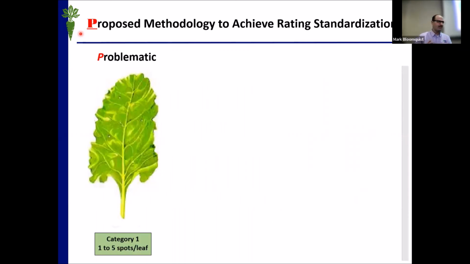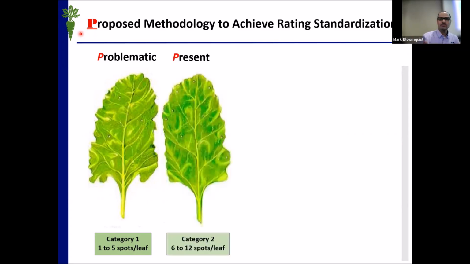If I walk out in the field and it's just problematic to even find a spot, I have to walk 50, 60 feet steps before I can find a spot, or maybe 100 steps before I can even find one, I'm going to say that that's a category 1 or less. If it's present, but it's not very apparent, you just got to really kind of look for it, you probably reach category 2.